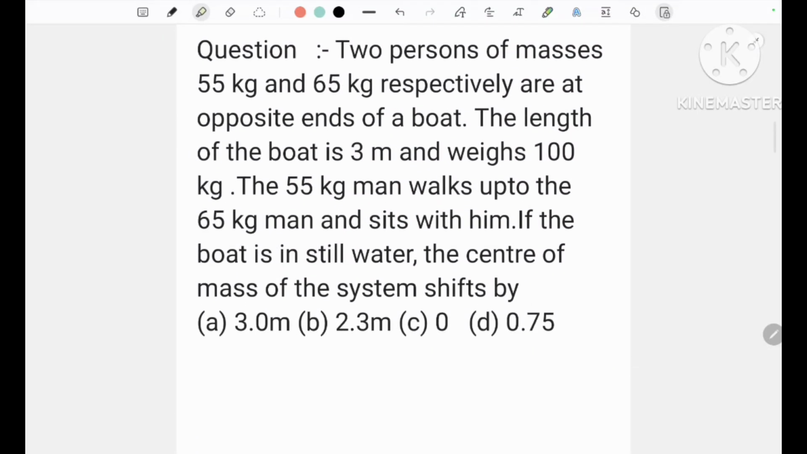Next, two persons of masses 50 kg and 65 kg respectively are at opposite ends of a boat. The length of the boat is 3 meter and it weighs 100 kg. The 50 kg person walks up to the 65 kg man and sits with him. If the boat is in still water, the center of mass of the system shifts by.